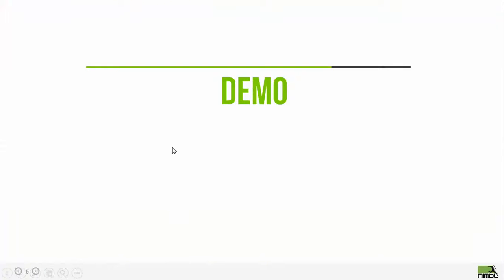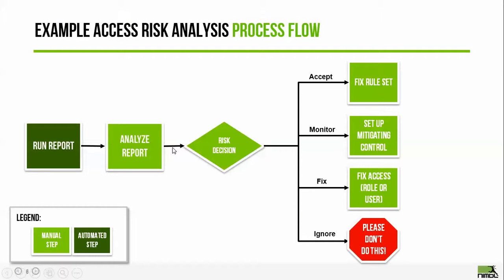When we're doing our access risk analysis, we've run our report, which we've done. And this, by the way, can be automated. We're here in this analysis step. We have several decisions that we can make as we identify a risk. One is to accept the risk. Either this is a false positive, and we'll go ahead and demo one of those today, or it's not really a high risk for our organization.